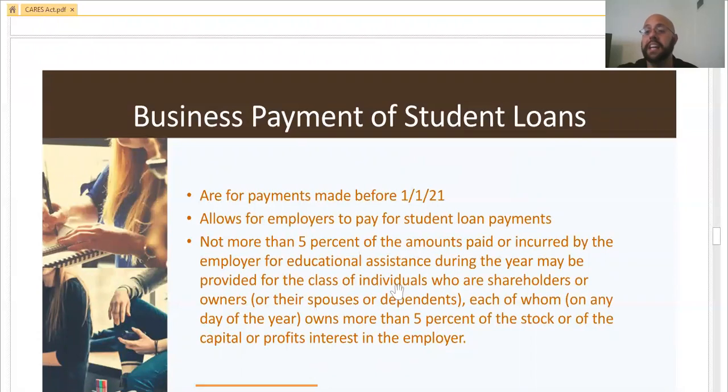Not so fast. It is capped for 5% owners. So if you are at least a 5% owner, the most of the total amount deductible expense of student loans can be 5% of the total paid. Now, if you are the owner and you're the only one with student loans, you're out of luck. You won't be able to get any of your student loans paid.